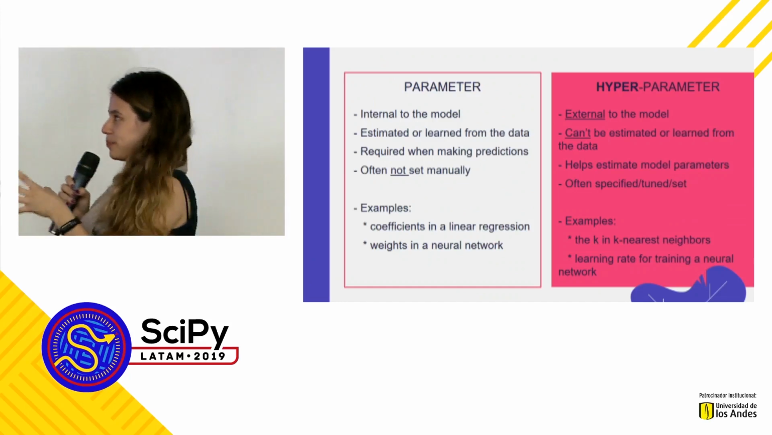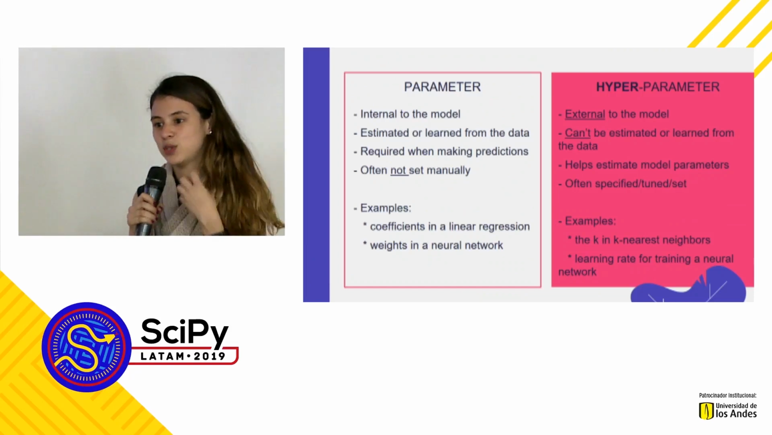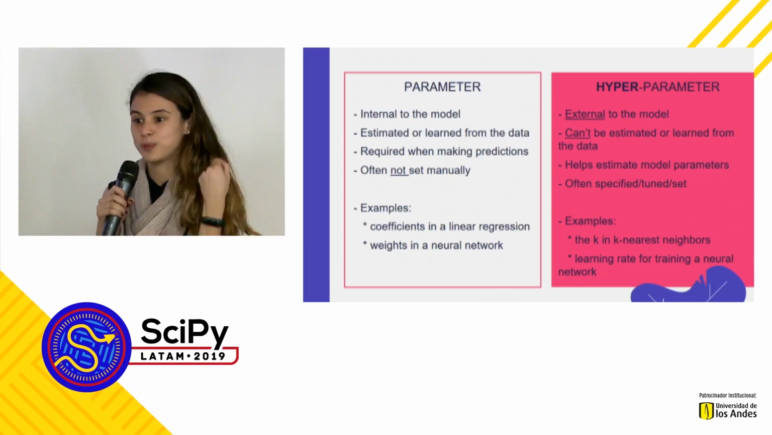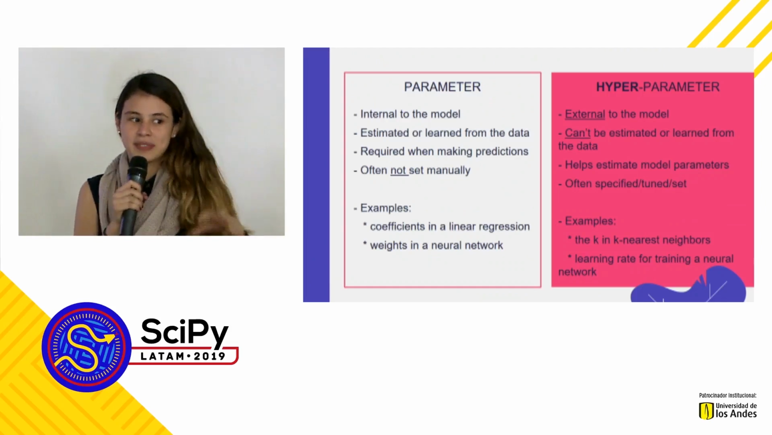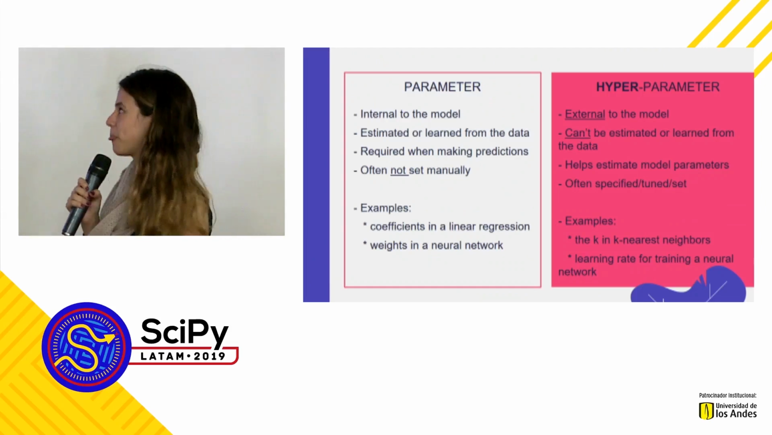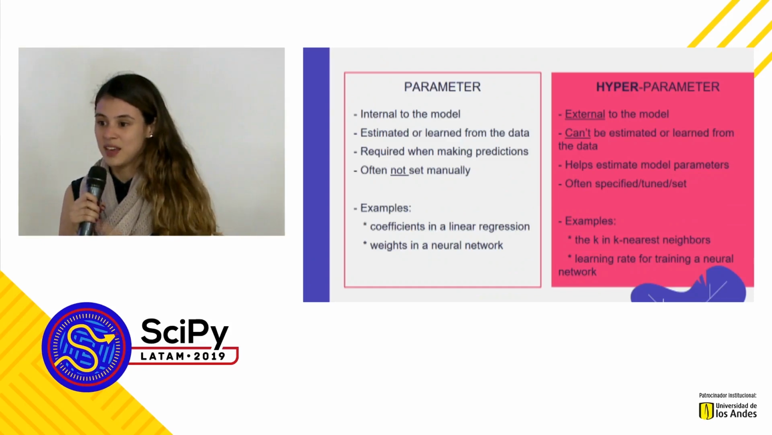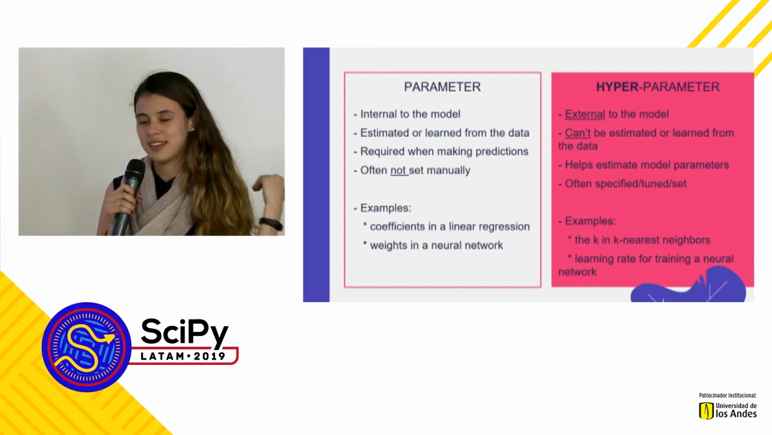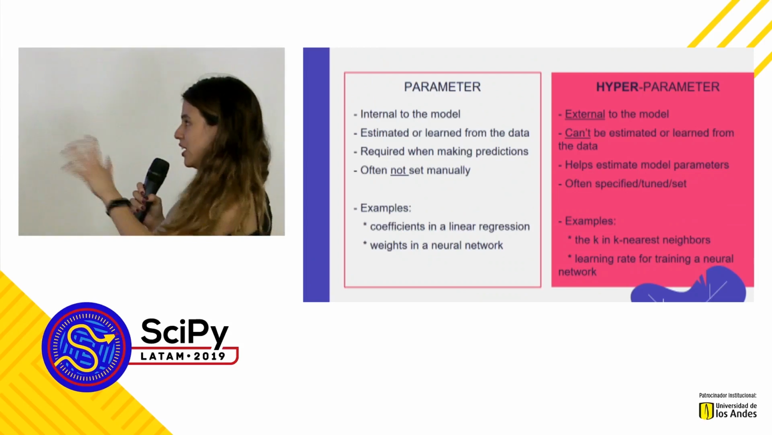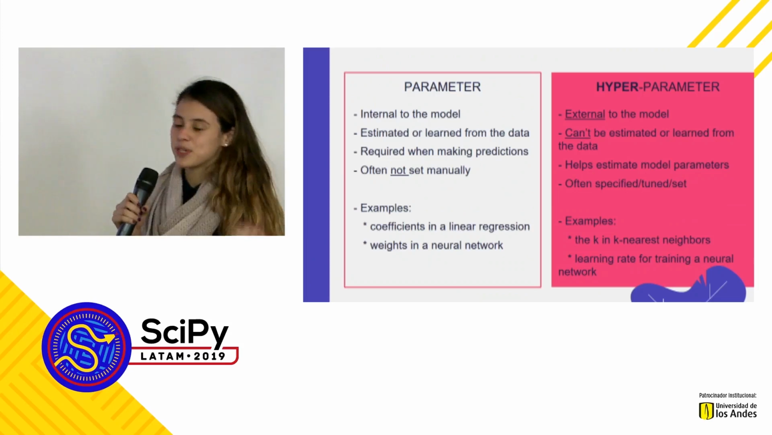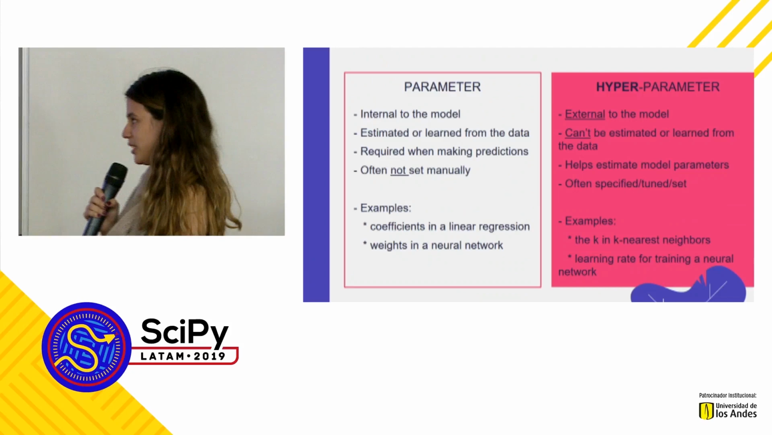So in a model, a parameter is internal to it. It is necessary to determine the next result, to predict something, and it's often not set manually. The algorithm itself determines what it's going to be. However, a hyperparameter is something that cannot be deduced from data. When you have it, you need to set it externally in a manner. You can tune it, you can do it manually, you can do different ways, and it helps you estimate the parameters. It's like an extra tool that your model is going to need.